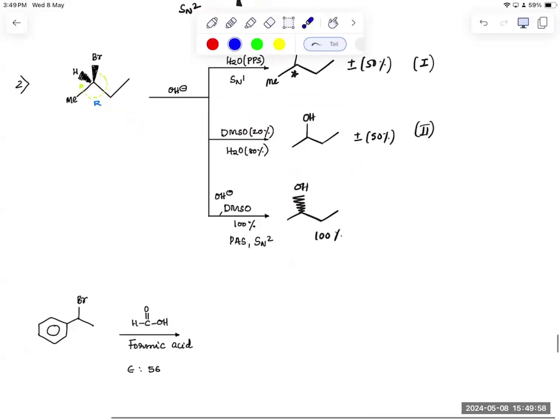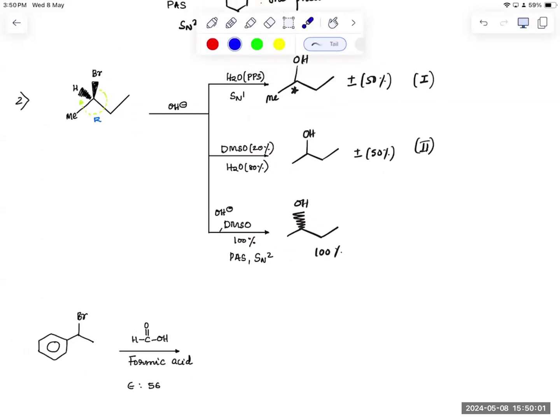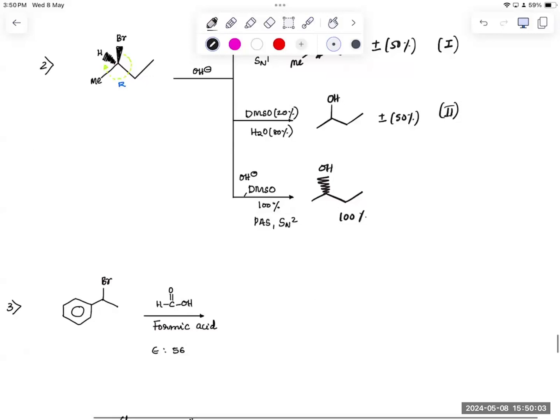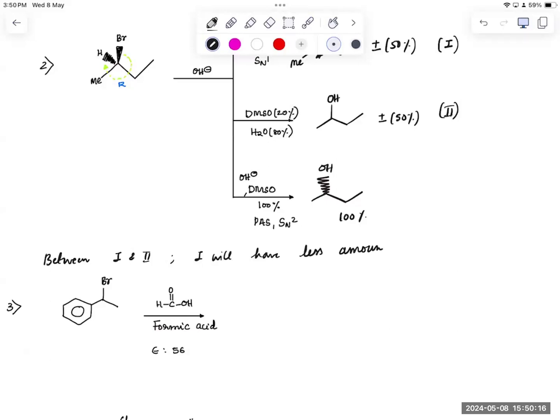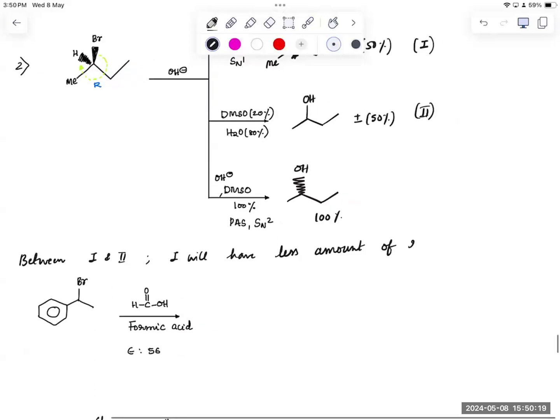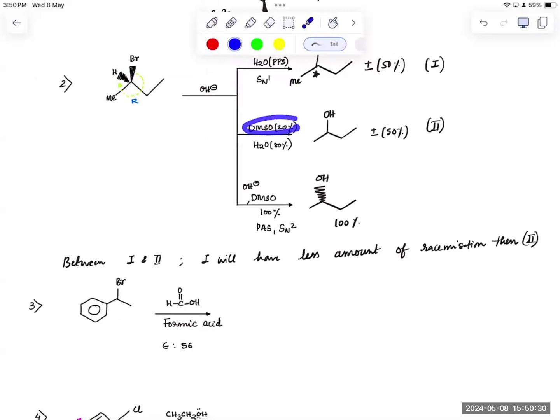So I can say here, between 1 and 2, 1 will have less amount of racemization than 2. Got it? So when you have a mixture of some amount of DMSO and water, then the percentage racemization will always increase. So keep this in mind.